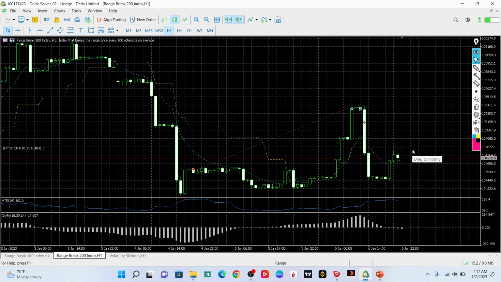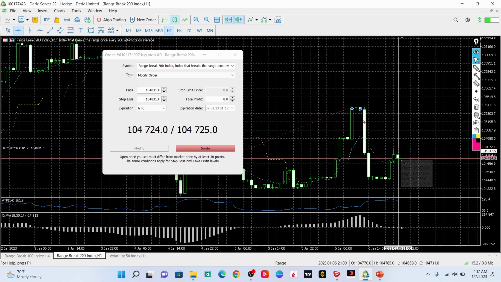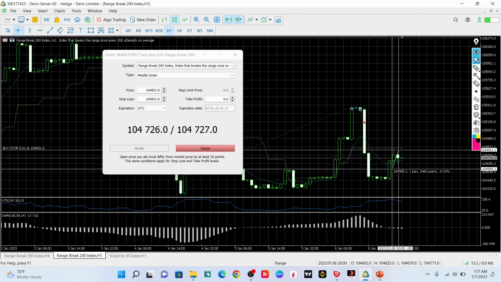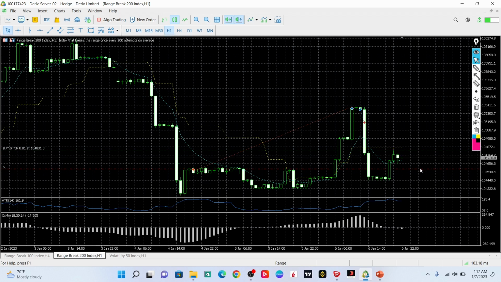So double click on the order to modify the stop loss. We say the stop loss is going to be around 242 points below, right here. That is 45.88. Type 45, then 88. Click on modify. So this is our stop loss level.